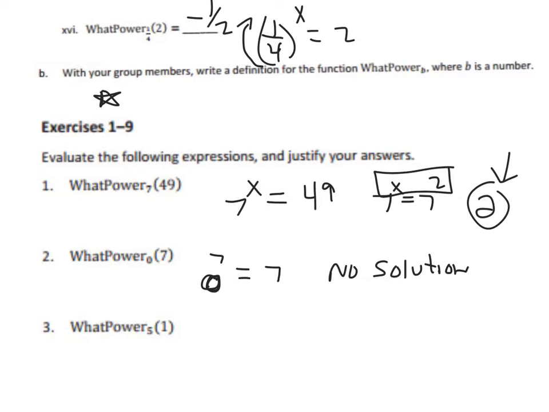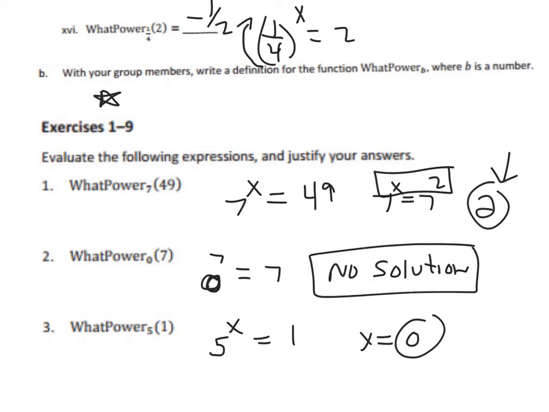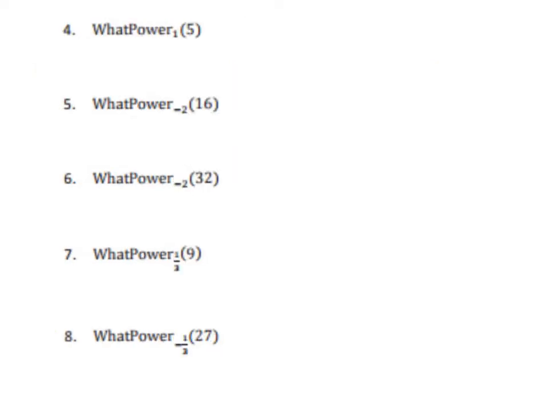So go to number 3. 5 to what power is equal to 1? Well, we already said that. Anything to the 0 power. So x is 0. That's your answer on this one. Last one I said was no solution. Okay, next screen. On this one, number 4. 1 to what power gives me 5? Is there anything I can multiply so many times 1 to get a 5? No. Your answer, no solution again.